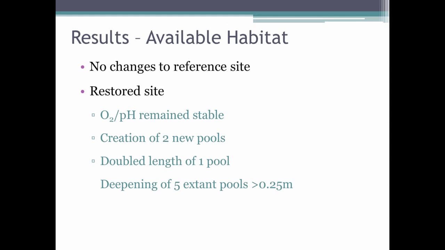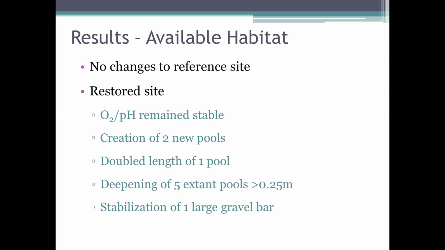So as I alluded to earlier, pool one was at 35. Basically the pools ranged from 30 to about 40 centimeters deep during low flow period, and afterwards they were consistently coming in during low flow at around 70 centimeters. Some were even more substantial. One in particular, one of our study pools, actually deepened to over a meter deep during the low flow period. So it's actually a really nice pool.